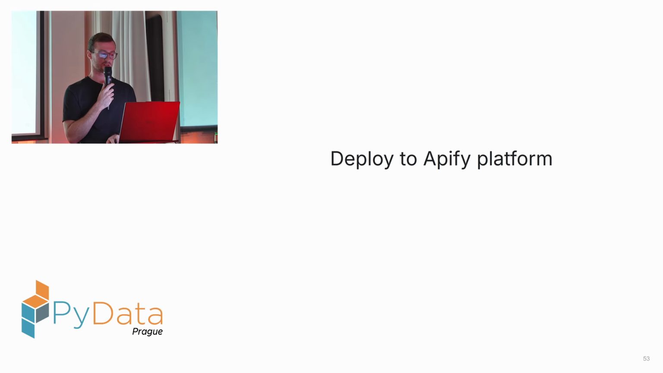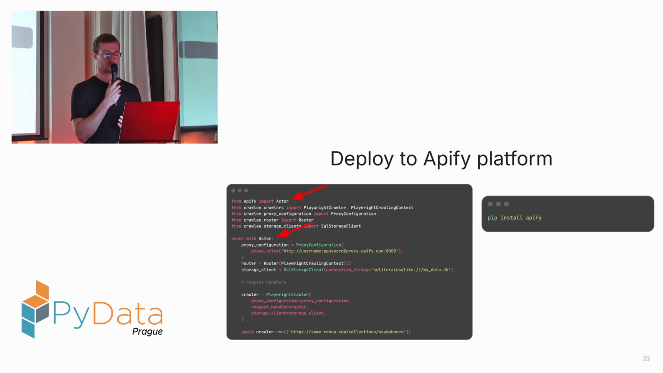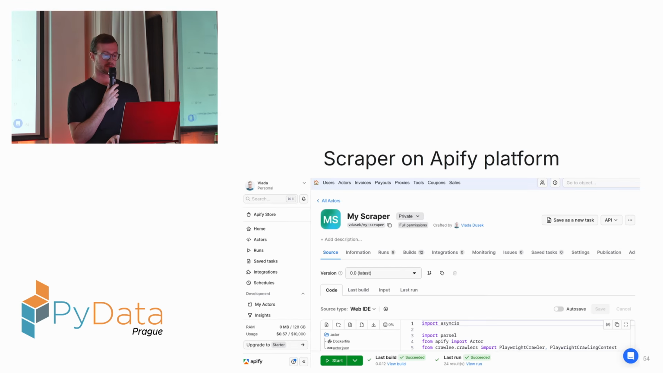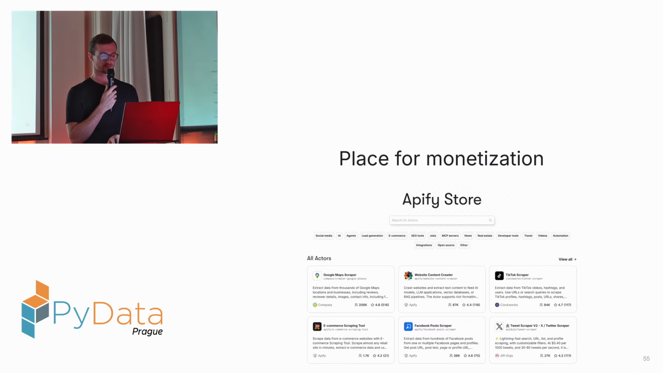So let's try it. All we have to do is install the Apify SDK and update our scraper to import this Actor class and use it as a context manager, because scrapers on the Apify platform are called actors. And then use the Apify CLI to build and push the scraper there. So now our scraper lives on the Apify platform. We can execute it, schedule it, inspect the logging, check out historical runs, and of course everything I said before.